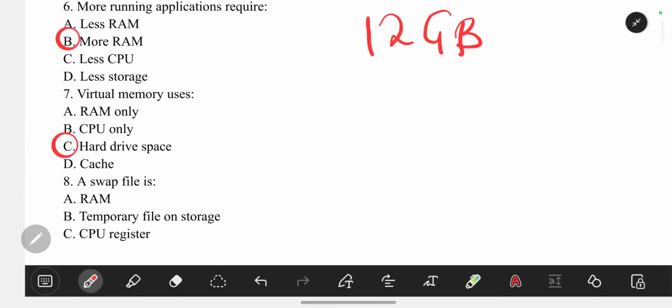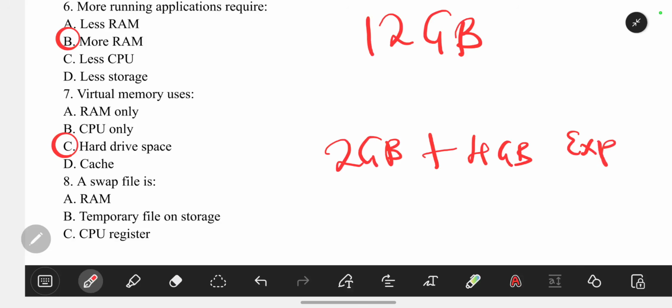Let's say you have a small device with just 2 GB of RAM, and then you might see something like "plus 4 GB expandable" when you buy a device. So what is this 4 GB expandable? RAM is very small. You can think of it as a compartment. It stores data that is being executed.